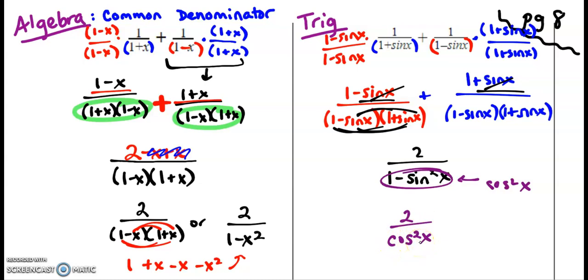And then I try as often as possible to eliminate any fractions. So instead of saying 2 over cosine squared, using the reciprocal of cosine, that would be 2 times secant squared of x.